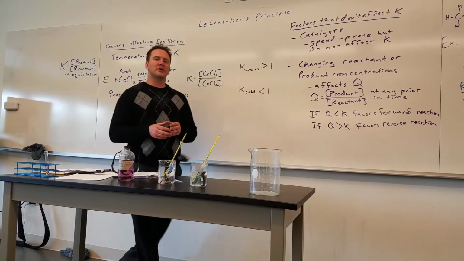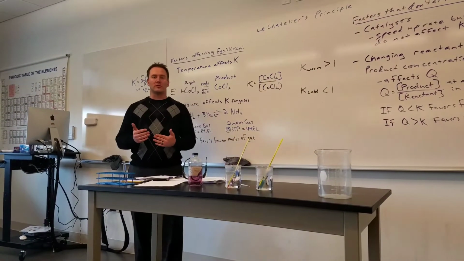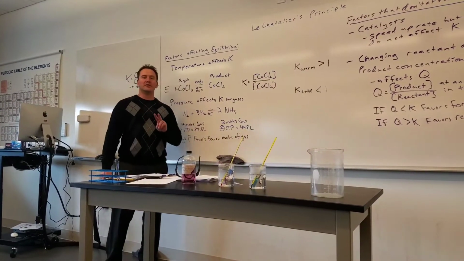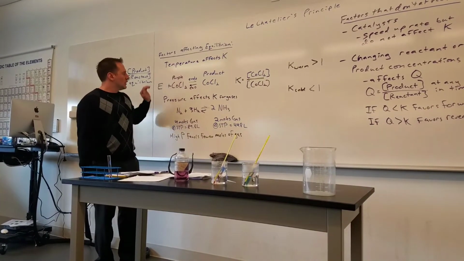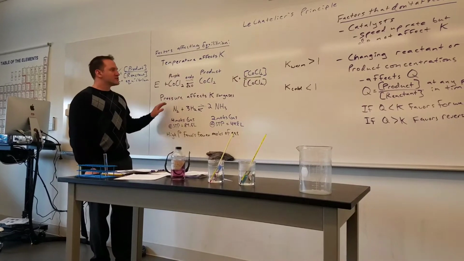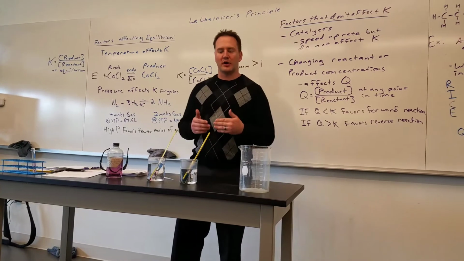So first, let's take a look at a couple of factors that actually affect the ratio of products to reactants at equilibrium, so they change the K value. The two things that can do that are temperature, which applies to all systems, and pressure, for gases. First, let's look at an example where temperature impacts the ratio of products to reactants.